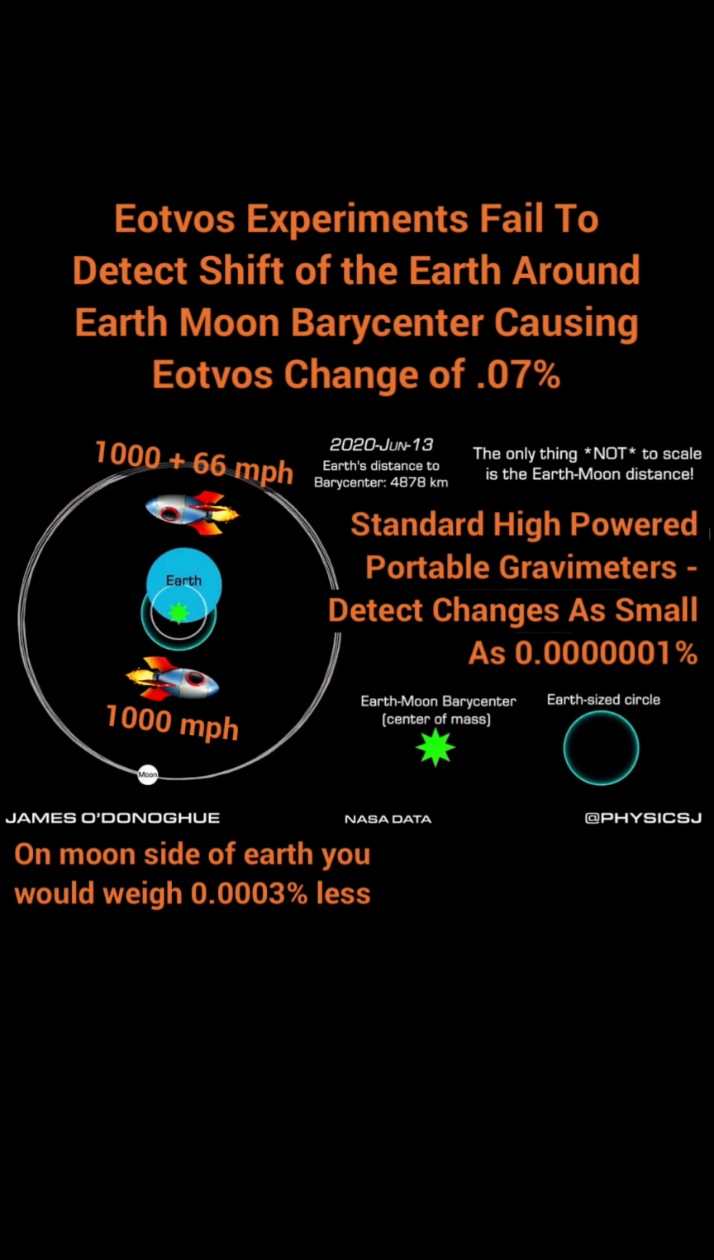So now the big question, and that is, if the Eötvös effect can be explained in both the globe Earth model and the flat Earth model, then how is this a flat Earth proof? Or a debunking of the globe? Well, let's take a look.